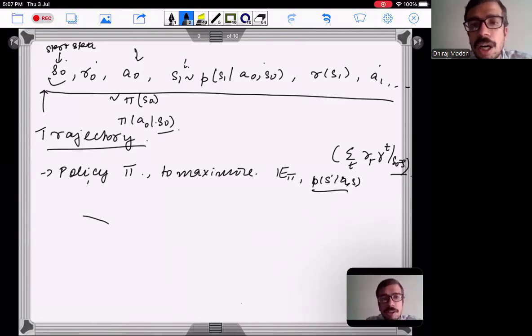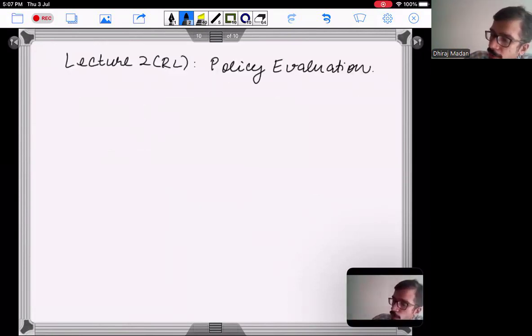In general, we'll have to pick a policy which tries to maximize our objective. Our objective is the total cumulative payoff, where we are weighing by exponentially decaying terms of gamma to the power t. So we are trying to maximize the sum over t of r_t gamma to the power t. This is what our objective is, and now we'll see how to maximize it. So let's move to today's lecture.